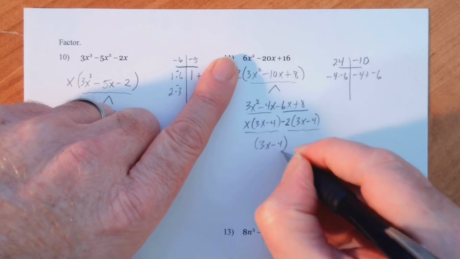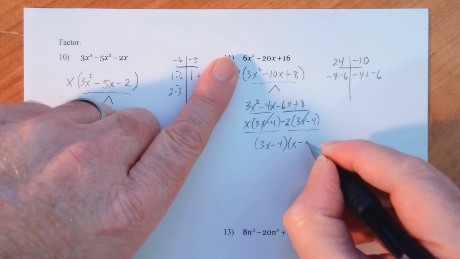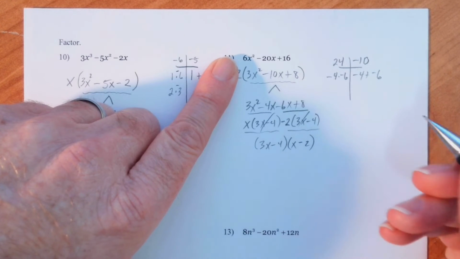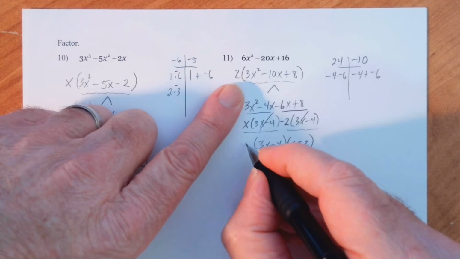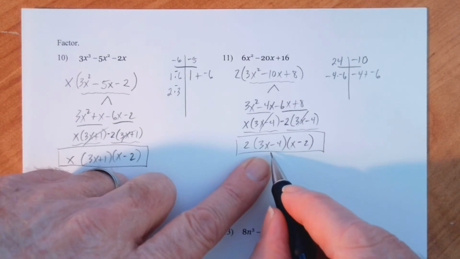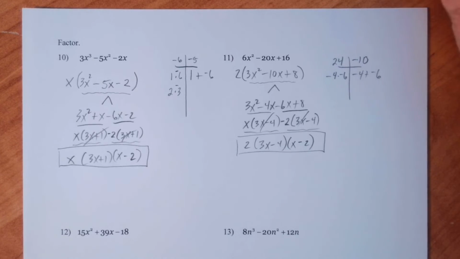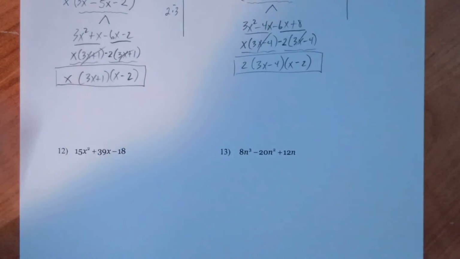3x minus 4 times x minus 2. And then don't forget, you had factored out a 2. So your three factors are 2 times 3x minus 4 times x minus 2. All right, let's go ahead and move on to number 12.